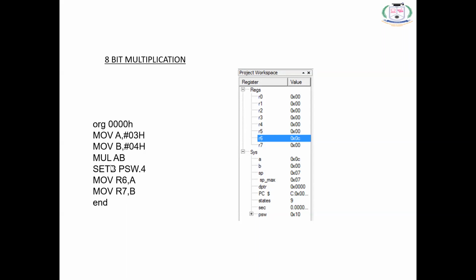Okay. Now SETB PSW.4. I have set the 4th bit of the program status word, so my value is 1.